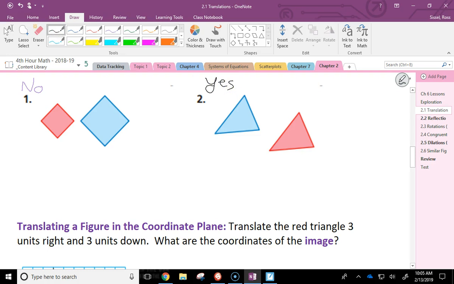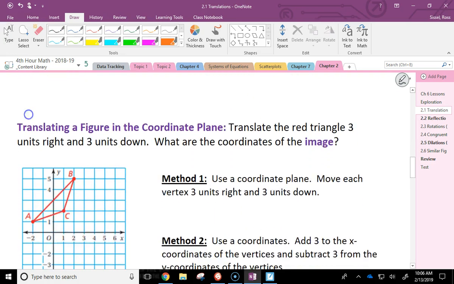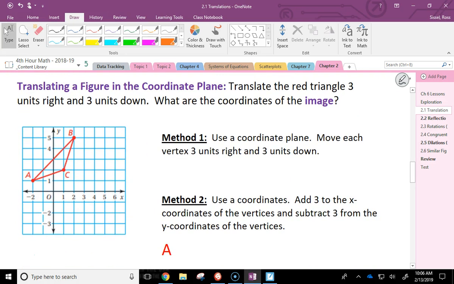Okay. If today's homework was that hard, it'd be a breeze. We're going to kind of take it to the next level. Translating a figure in a coordinate plane. So, translate the red triangle 3 units right and 3 units down. What are the coordinates of the new image?